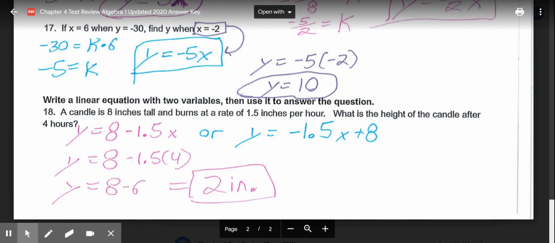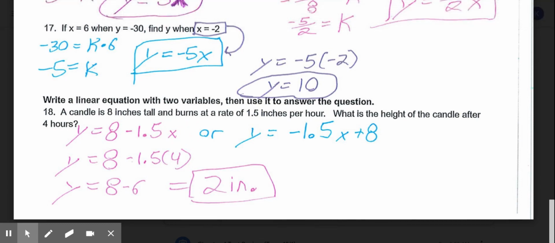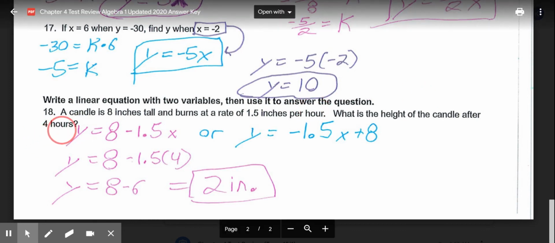And then our last example. 18 asks us to write the linear equation with two variables and use that to answer the question. So I'm using x and y. You could use whatever letters you want. In my equation, y is going to be the height left, and x is going to be the number of hours. But let's look at the scenario. It says a candle starts at 8 inches tall, and it's burning at a rate of 1.5 inches per hour. What's the height of the candle after 4 hours?